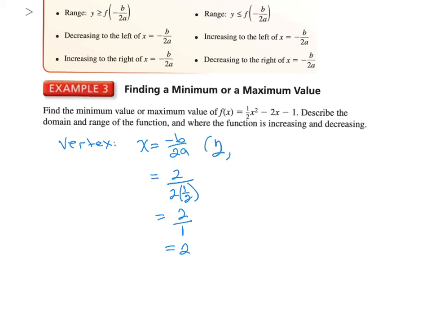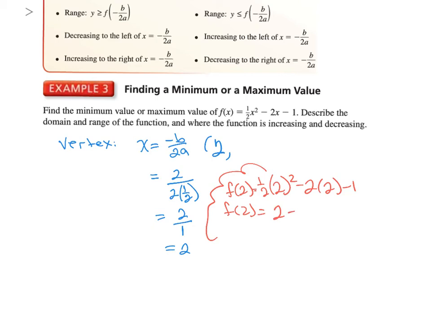Plug it back in to find my y value of my vertex. So we plug in f of 2. We get 1/2 times 2 squared minus 2 times 2 minus 1. So 2 squared is 4. Half of 4 is 2. 2 times 2 is 4. 2 minus 4 is negative 2, minus 1 more is negative 3. So I get the point (2, -3). There's your vertex. That's important information, so I'm going to highlight that.